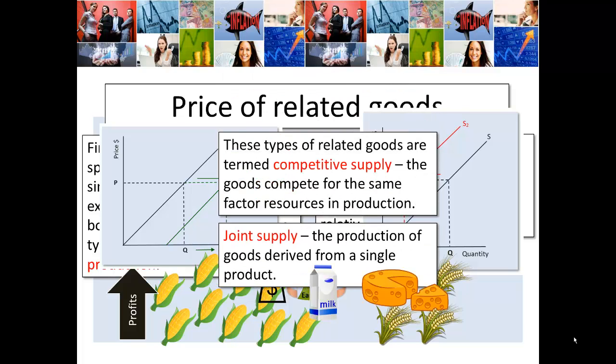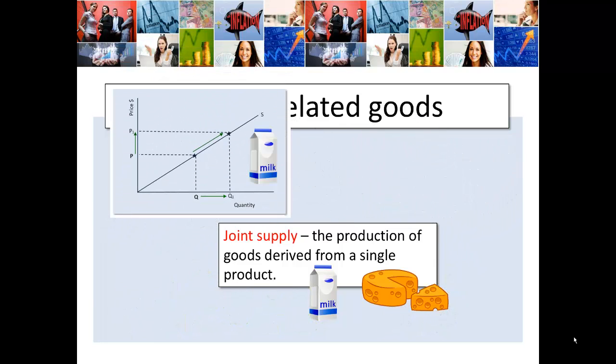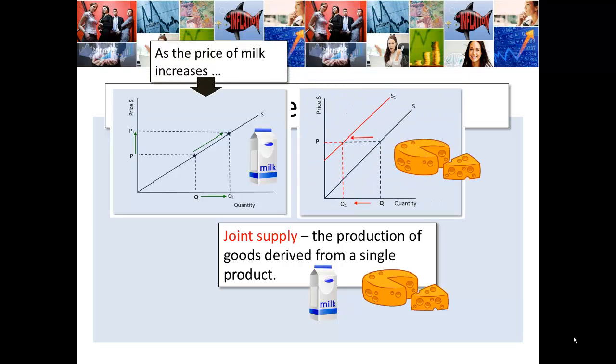Joint supply is when the production of goods are derived from a single product. So to make cheese, you need milk. If we're making more cheese, we're going to need more milk. So as the price of milk increases, the supply of cheese will decrease.